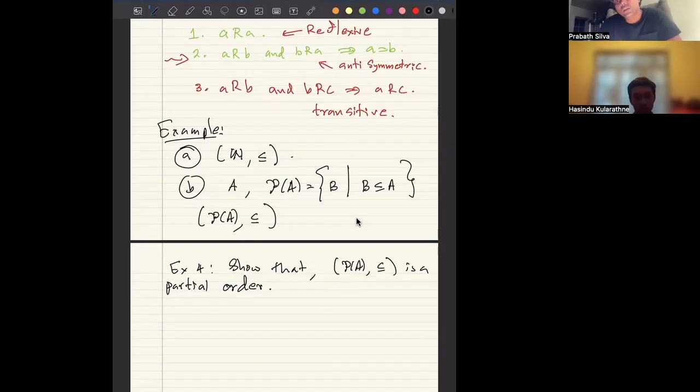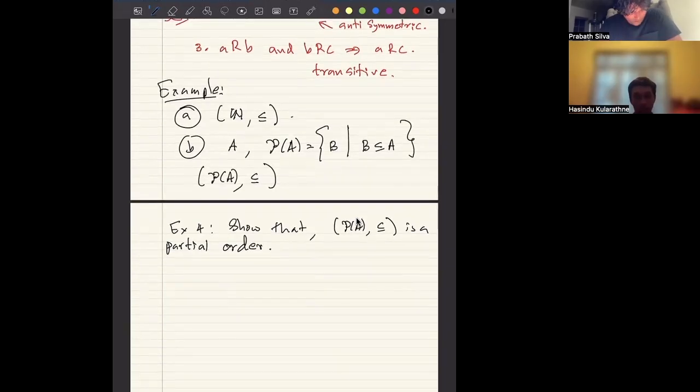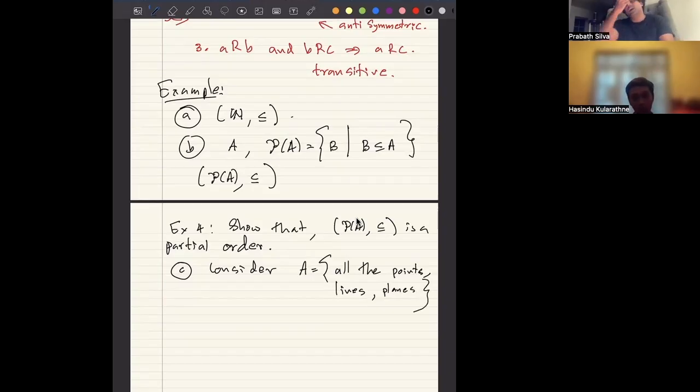Okay. Now, here is a good example. Consider set A to be all the points and lines and planes in R3, for example, in space.